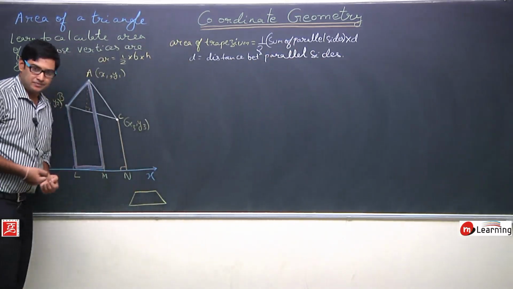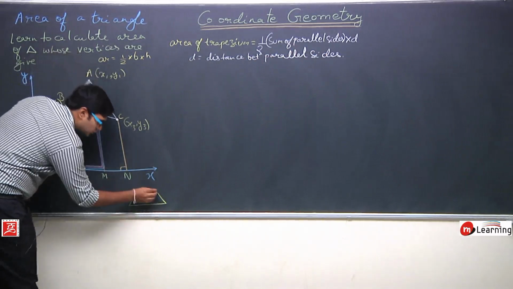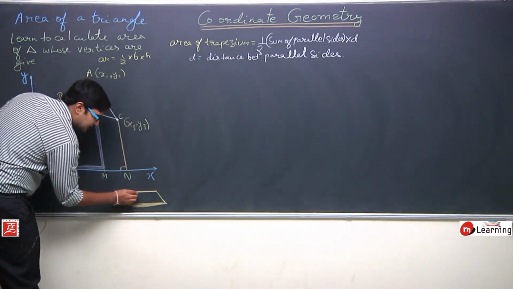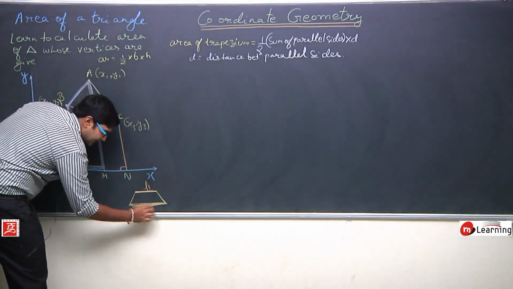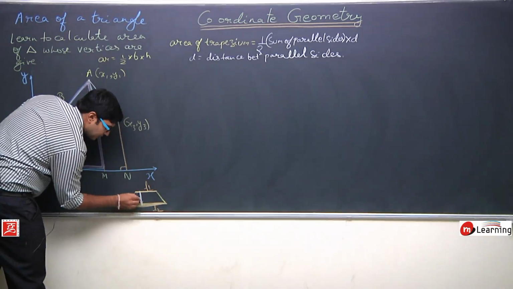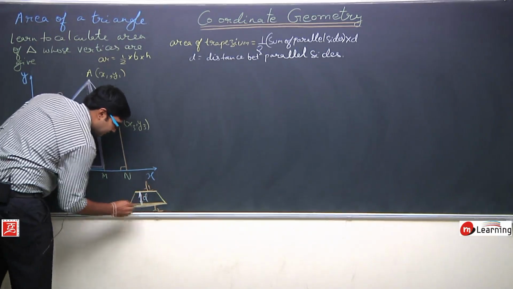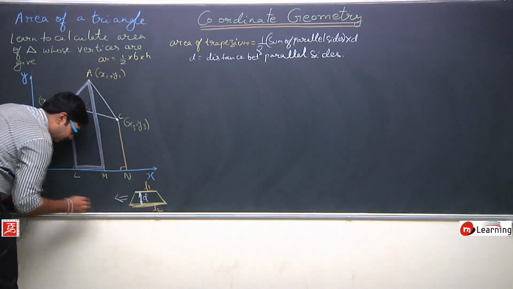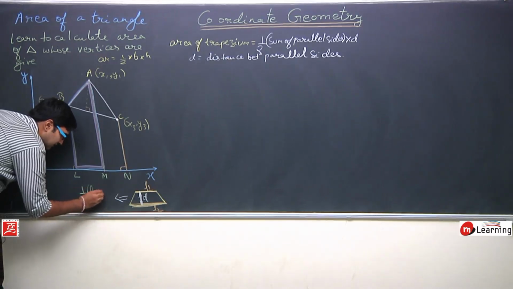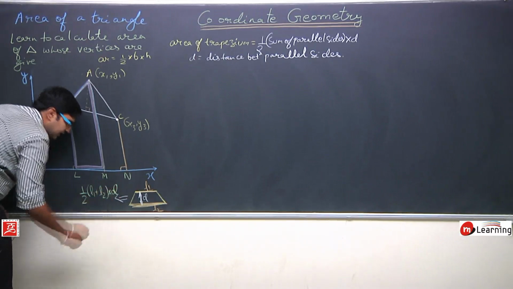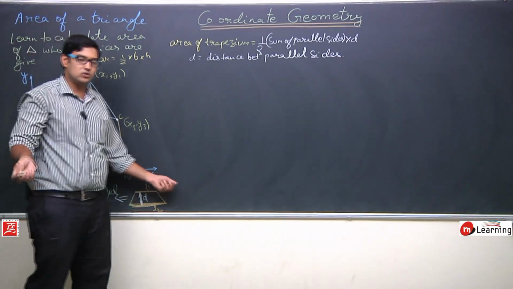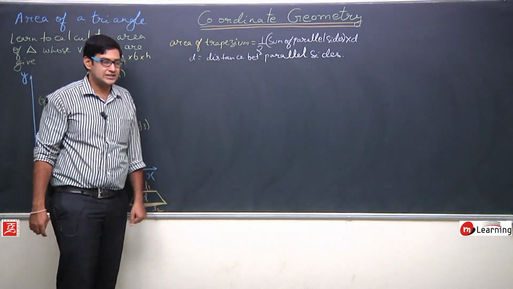So if this is my trapezium, then these are the 2 parallel sides. Let the length of this side be L1 and the length of this side be L2. Okay, and the distance between them is this one, let us say this is D. So the area of this trapezium will be equal to half into L1 plus L2 into D. Okay, this is the area of a trapezium, half into L1 plus L2 into D. You have studied this formula in previous classes.